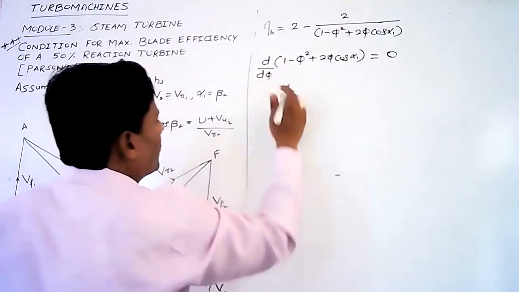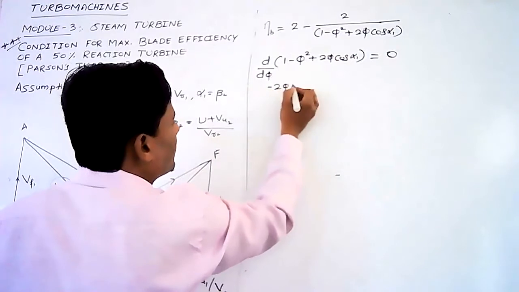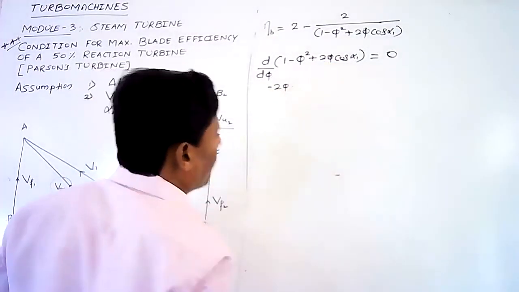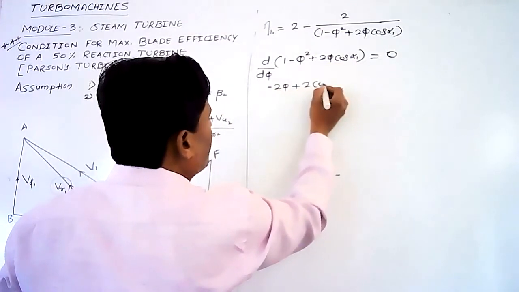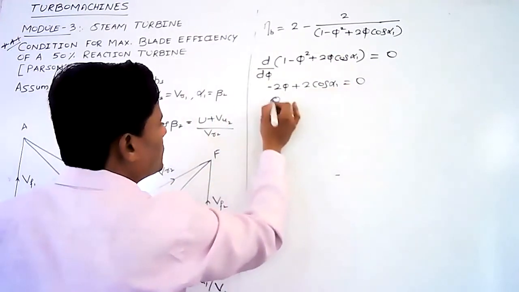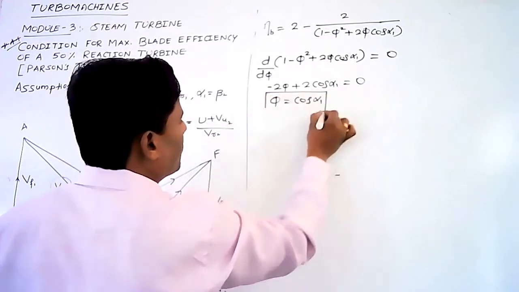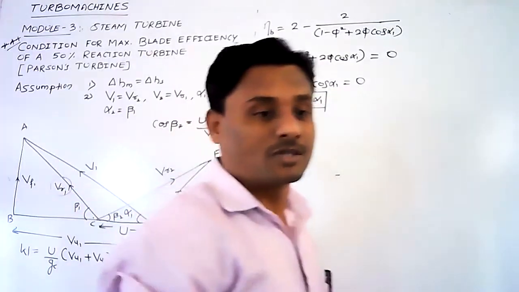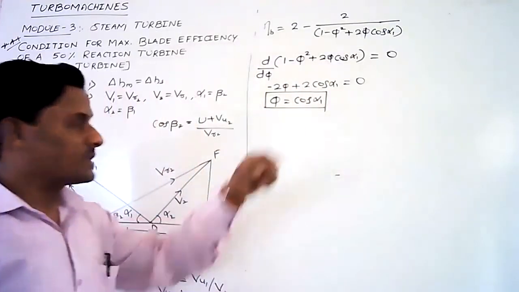So the differentiation of 1 is 0. Here we'll get minus 2 phi, and the differentiation of 2 phi cos alpha 1, where 2 cos alpha 1 is a constant term, gives plus 2 cos alpha 1, which equals 0. So therefore phi equals cos alpha 1. This is the condition for maximum blade efficiency of a 50% reaction turbine. Phi should be equal to cos alpha 1.